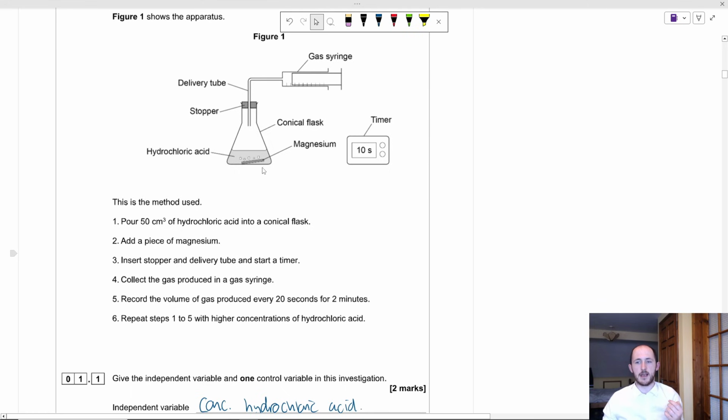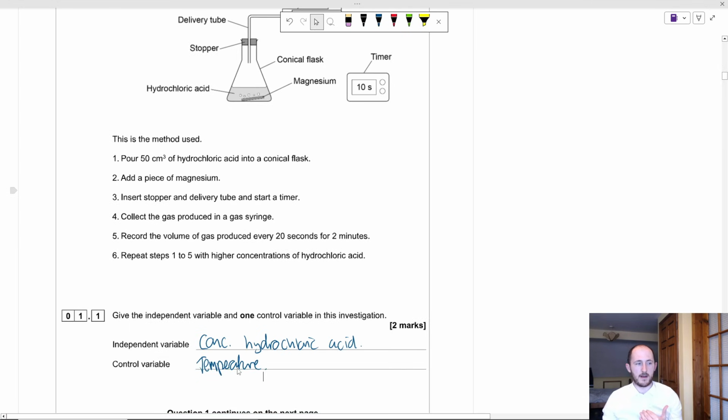What else could affect it? Well, what else affects rate of reaction? The surface area of the magnesium. So you need the same size and thickness strips, okay? And you have to make sure there's no indentations or anything. And you need to make sure it's a whole strip as well. All of those things would affect surface area. So you just want to say surface area of magnesium.